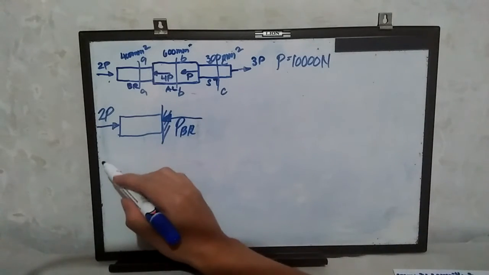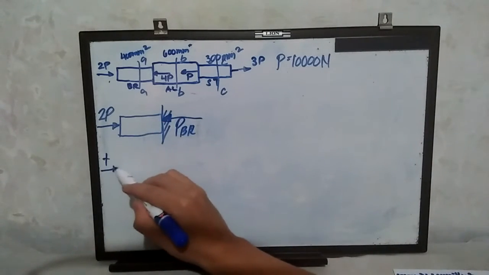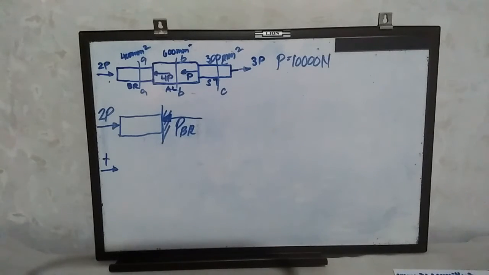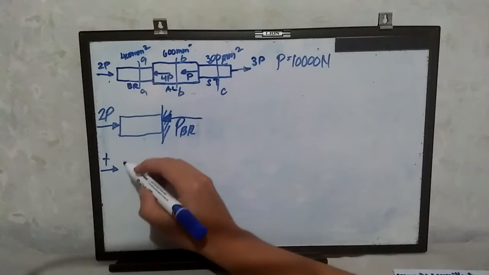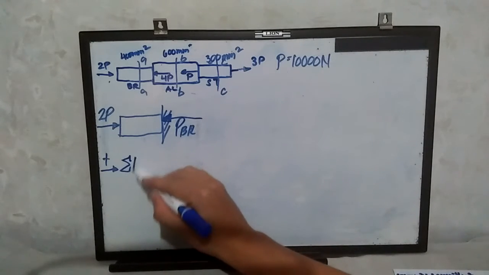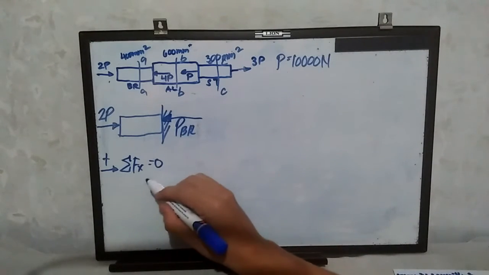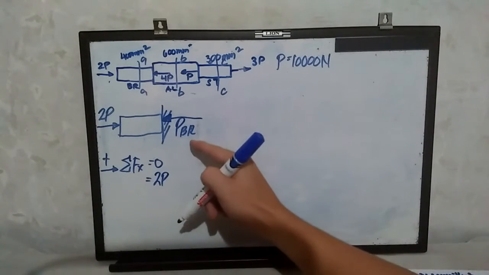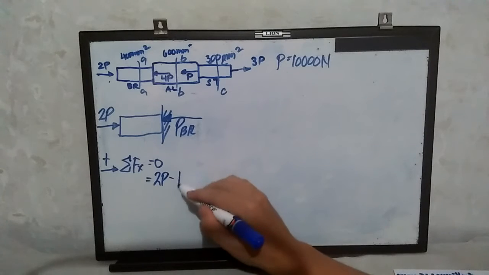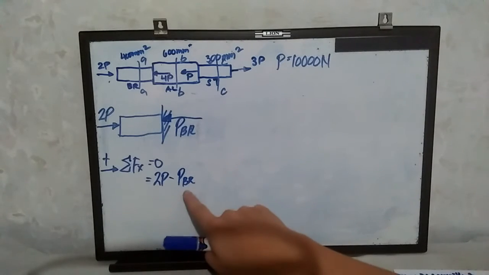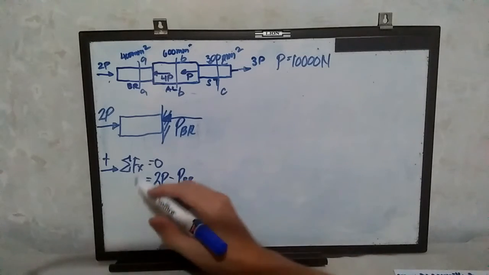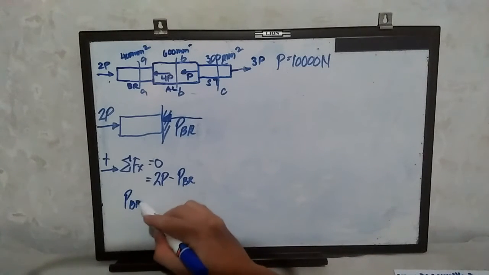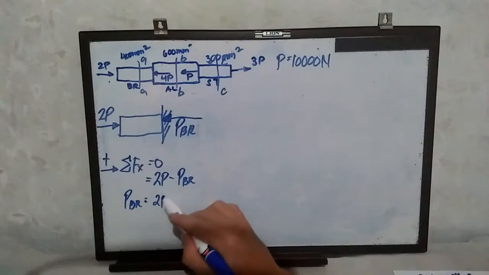So applying the laws of equilibrium, positive going to the right. It depends on you. If positive going to the left, that's not an issue. Depends on where you are comfortable. So applying this one, summation of forces along the x-axis is equals to 0. So is equals to 2P is going to the right, so that's positive. And then P sub BR is going to the left, so that should be negative. Then isolating P sub BR because this is the information and force that we need. So P sub BR is equals to 2P.